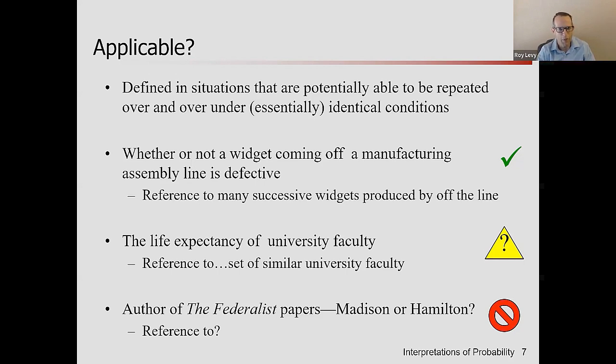Could we talk about the probability that James Madison was the author of these essays? What is the long-run repeated set of observations? These essays were written once. Right? What is the reference set of repeatable situations? I don't think there is one that allows us to use this interpretation of probability here. I don't think under this interpretation of probability we can talk about the probability that Madison was the author of this essay or not.